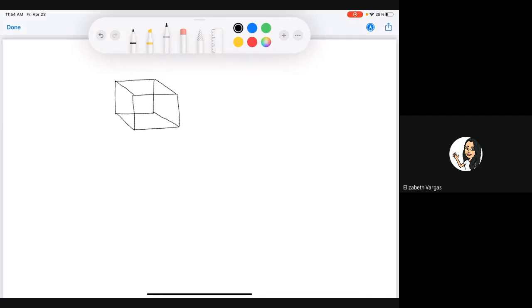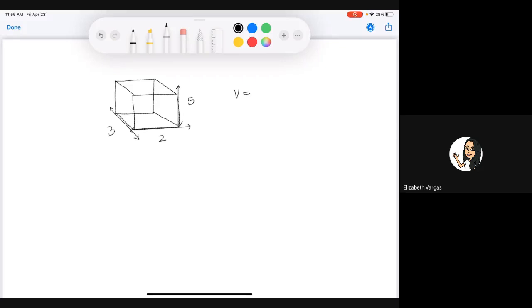Okay, so I have a cube. I know that this line segment is equal to 2. This line segment is equal to 3. And then my height is going to be 5. So now find the volume.